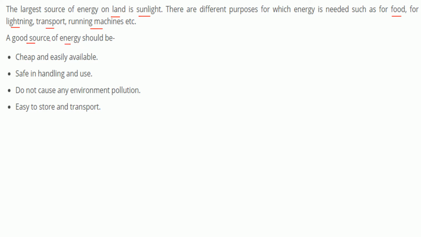A good source of energy should be cheap and easily available. It should be safe, meaning safe to handle and to use. Because we live in the environment, we need a clean environment. So this source of energy should not cause any environmental pollution. Also, a good source of energy can be easily stored and transported.